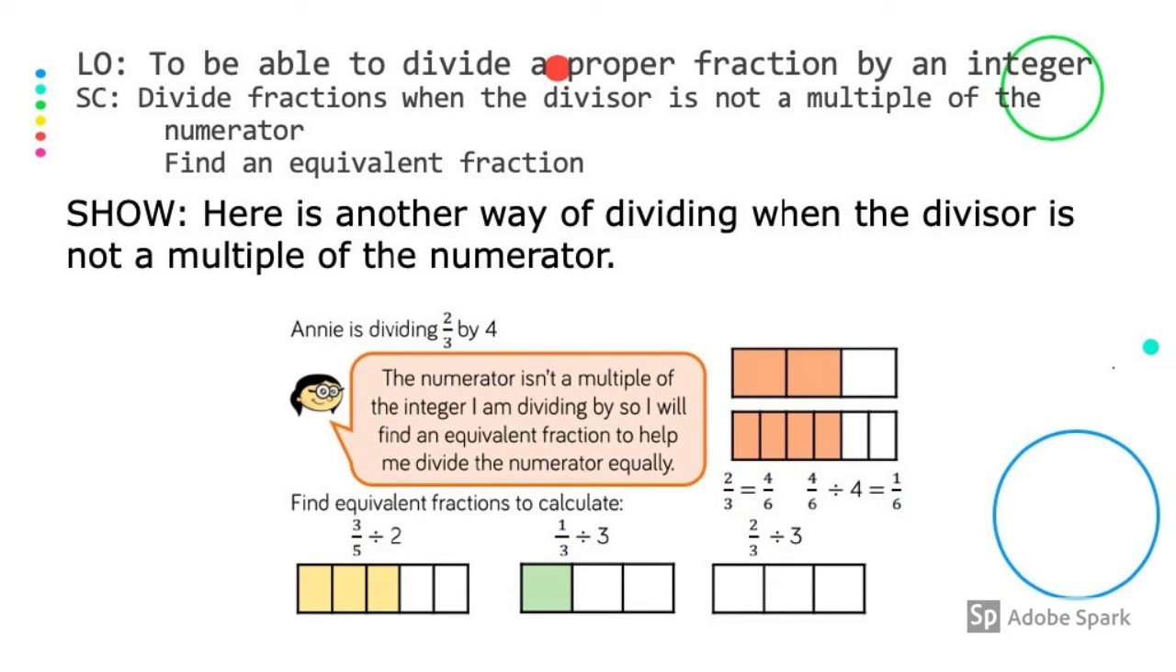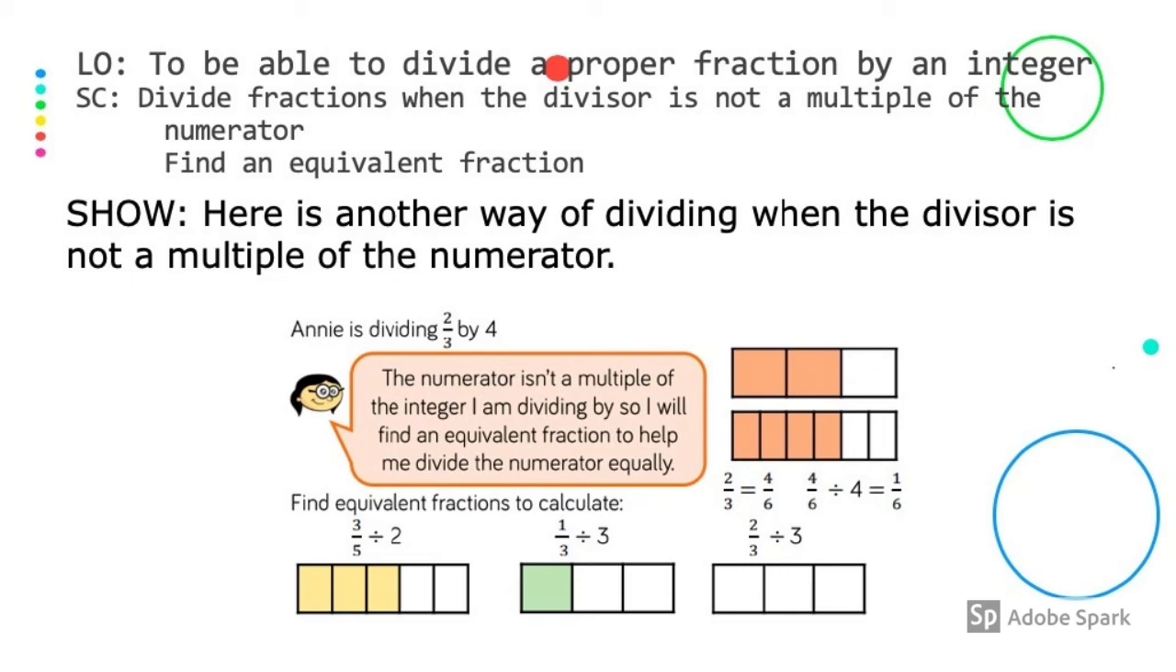We're going to look at another way of dividing when the divisor is not a multiple of the numerator, and Annie is doing something different here. So Annie divides 2/3 by 4. The numerator isn't a multiple of the integer I'm dividing by, or the divisor, so she finds an equivalent fraction to help her divide the numerator equally.